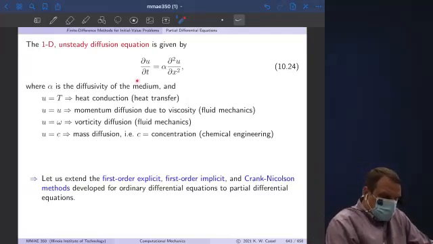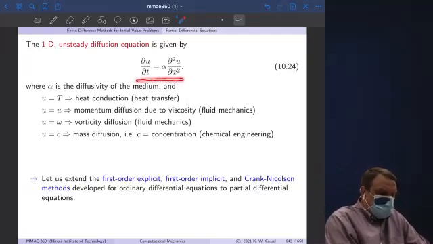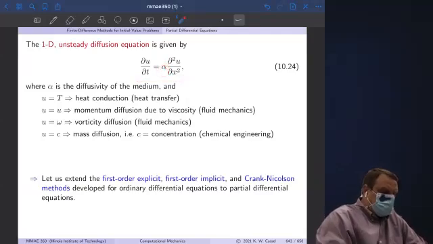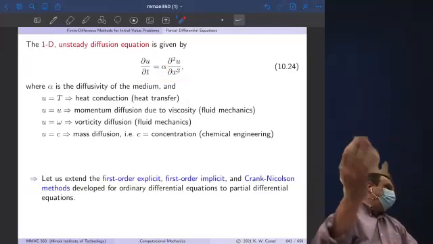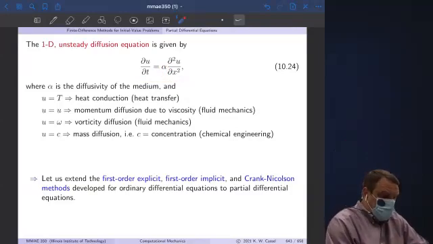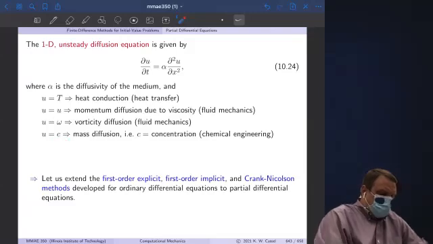So it's partial u, partial t plus alpha partial squared u partial x squared. Alpha here is a diffusivity. That's the rate at which whatever it is diffusing in the medium. U could be a temperature, in which case we're talking about heat conduction. U could be a velocity u, in which case we're talking about momentum diffusion due to viscosity, like in fluid mechanics. U could be omega, like a vorticity diffusion in fluid mechanics. U could be a concentration or mass diffusion problem, where U is C, like in a chemical engineering context.